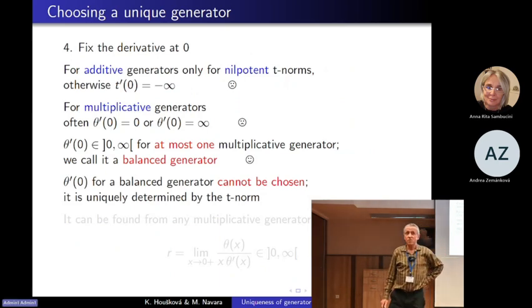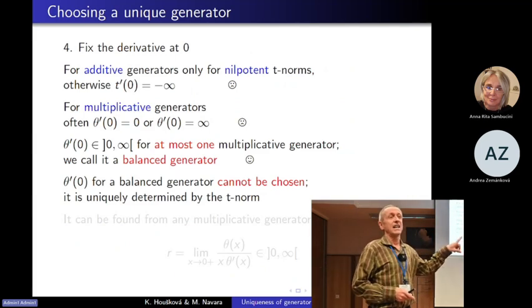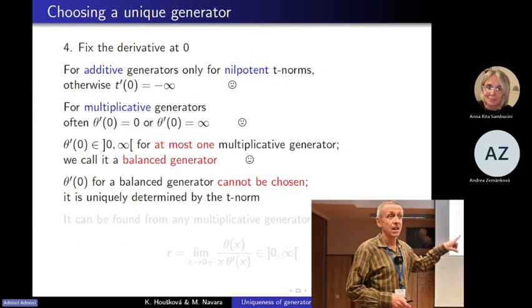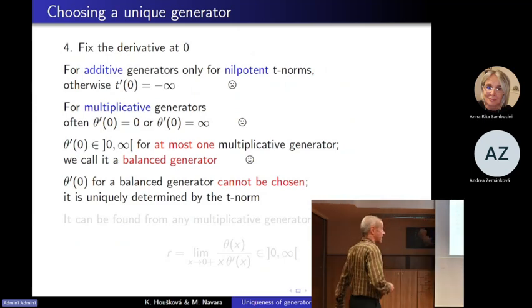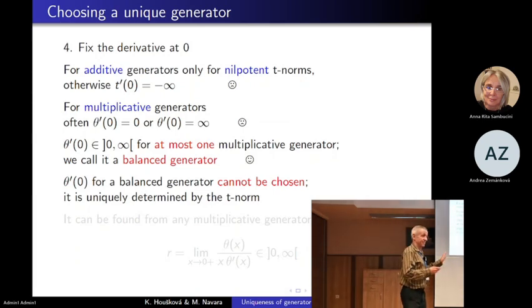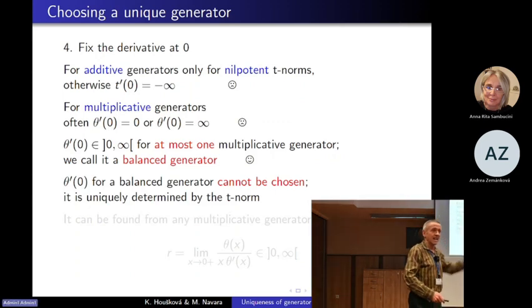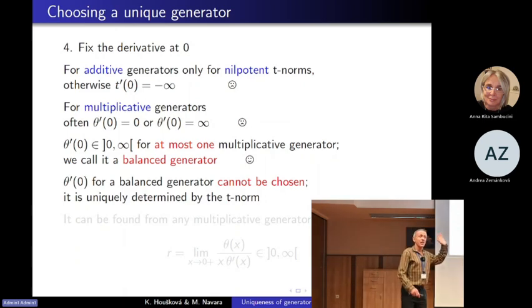Now, an important news. You cannot choose what the derivative at 0 should be. It's uniquely determined by the t-norm. You cannot say, I want to have it 1. No, it's something. Be lucky that it's not 0 and not infinity, and don't ask for anything more.